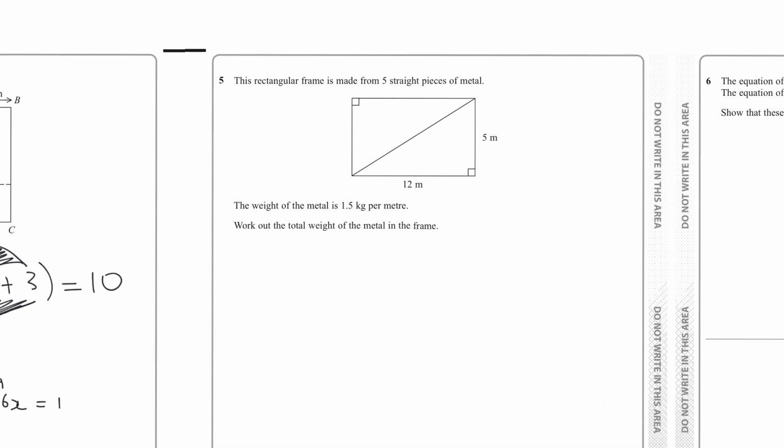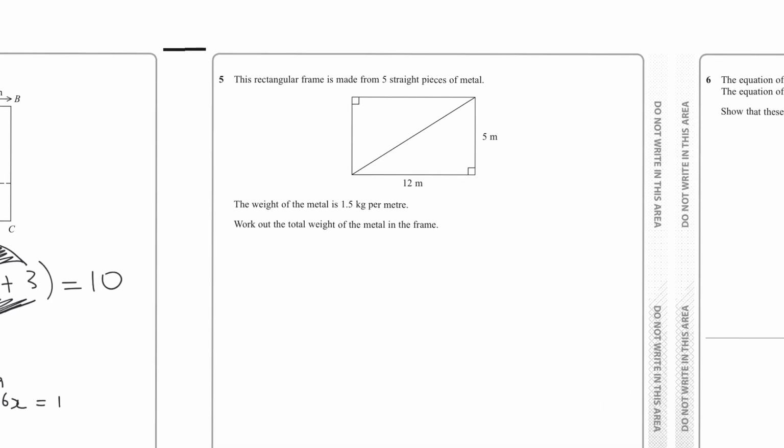So we're trying to work out the total weight of the metal frame. Where a lot of students get confused is because it says 5 straight pieces. So remember, you're not just focusing on the border lines, you're focusing on this line in the middle as well. That's how you add up your 1, 2, 3, 4, 5 pieces. We know that this length and this length are 5 and 12, so this would be 5, that would be 12.